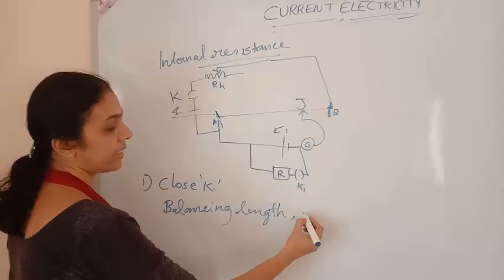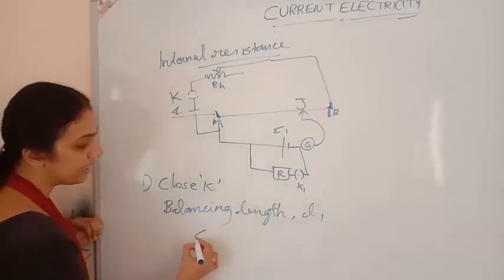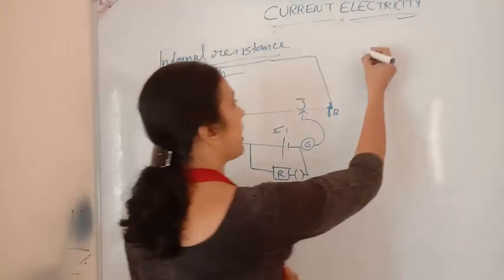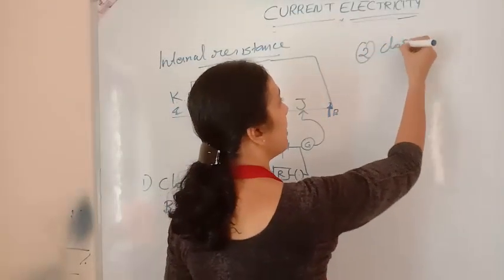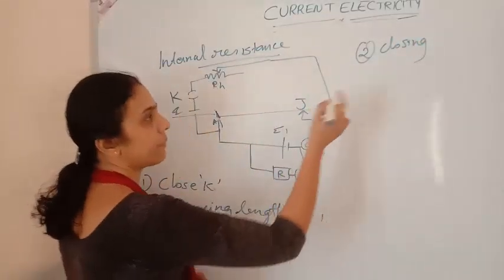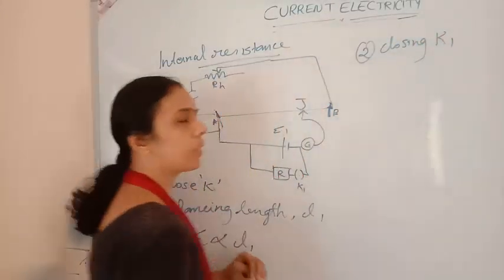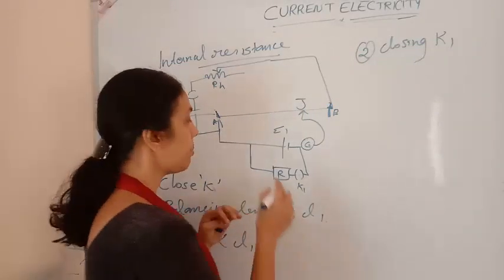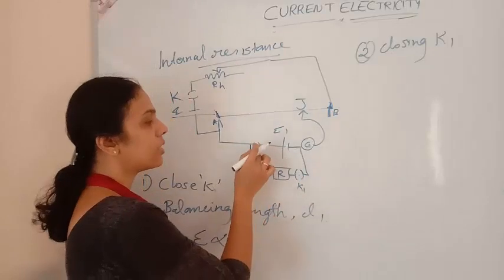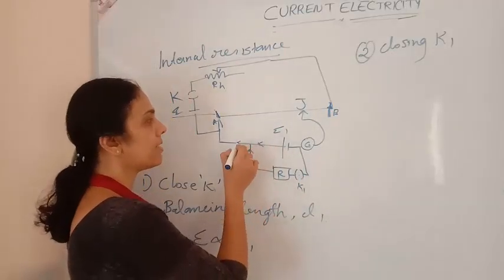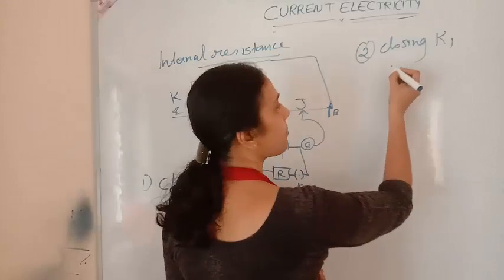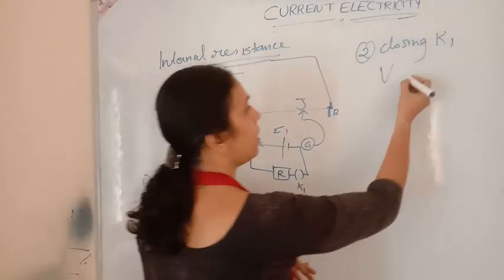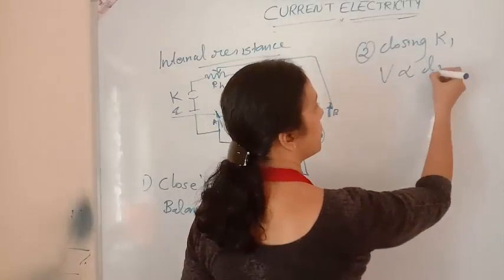The balancing length is L1. So here E is proportional to L1. Now, after closing K, the next step is closing the next key, K1. So an external resistance comes into account, and the current divides like this. Clear? So here V, with the external resistance coming into account, is proportional to L2.